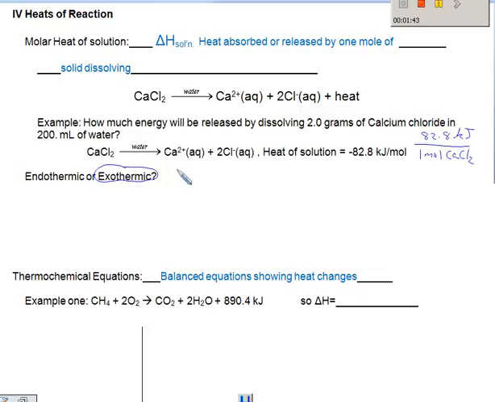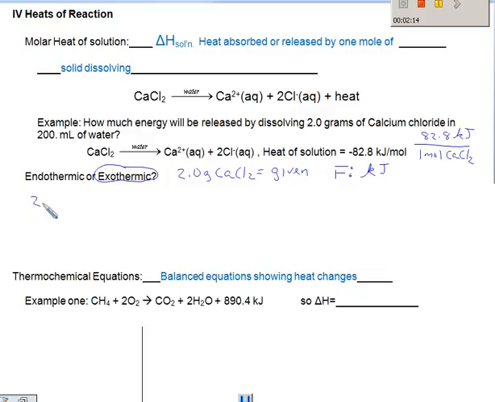Let's go ahead and solve this problem. We're given 2.0 grams of calcium chloride. So that's our given. And we're looking for energy. So let's see what kind of units we should use for energy. We look over here, and our heat of solution is given to us in kilojoules. So let's find kilojoules.